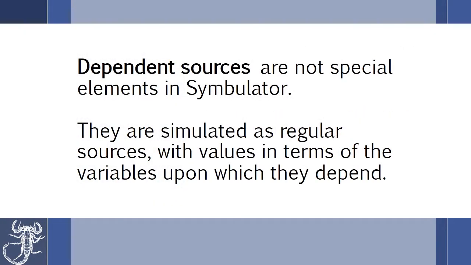One of the advantages of Symbulator being a symbolic simulator is that dependent sources can be described with no special nomenclature. Dependent sources are, for description purposes, regular elements in Symbulator. They are simulated just as independent sources, with the only difference that their values are given in terms of the variables upon which they depend. Let me provide you with some examples of dependent values of sources.